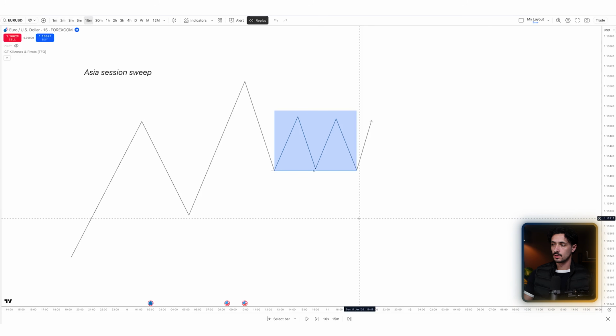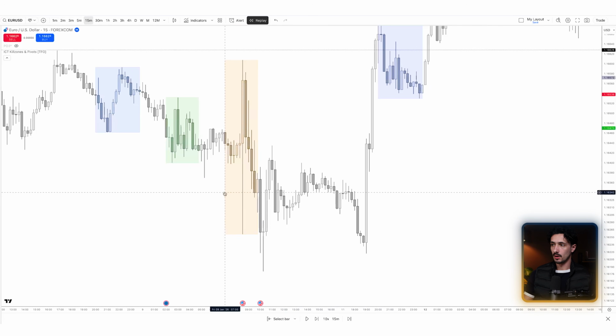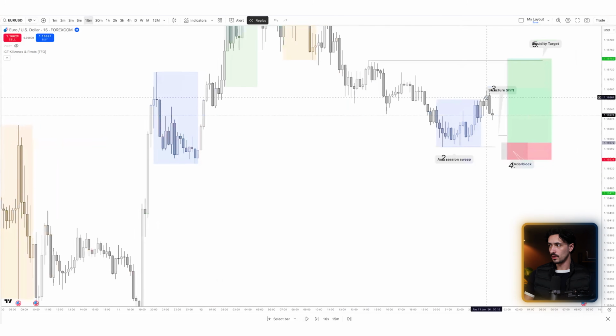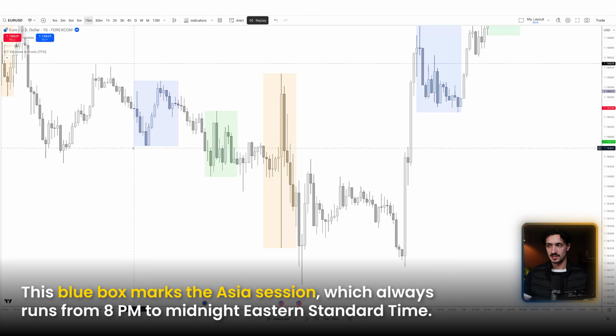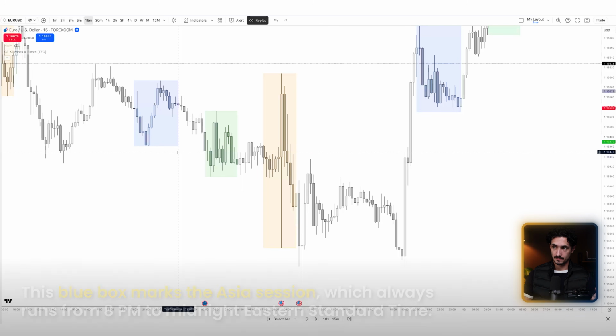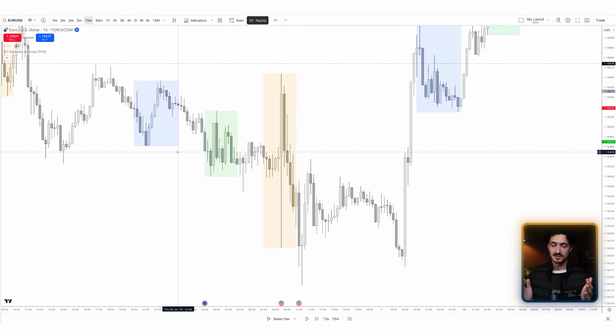People always ask me, Lewis, what is this blue box on your charts, right? What is this and why is it there? This blue box represents my Asia session, and this can always be found at 8 p.m. to midnight Eastern Standard Time. So go to TradingView and put a blue box over 8 p.m. to midnight Eastern Standard Time.